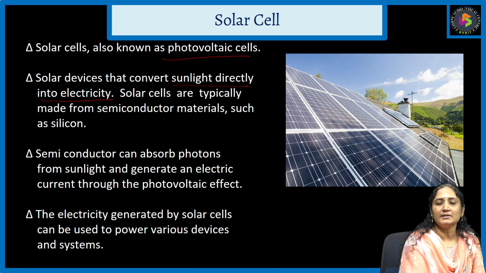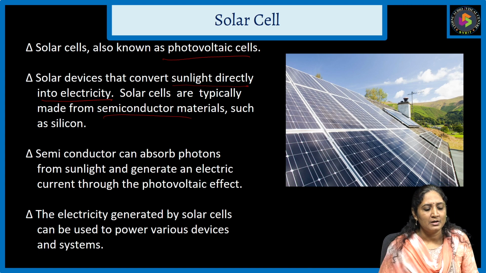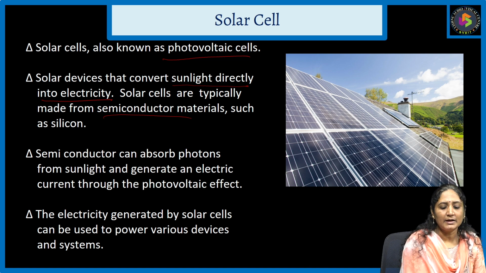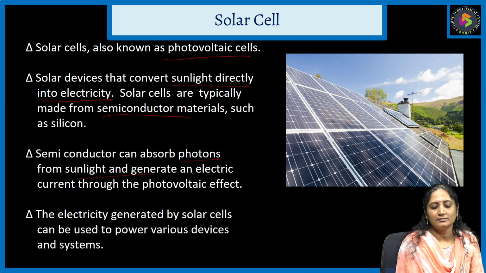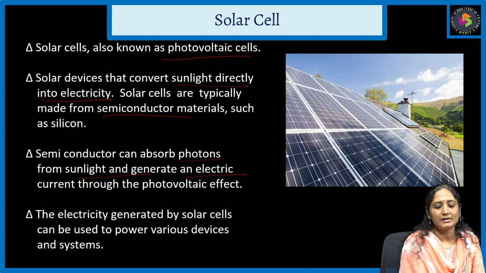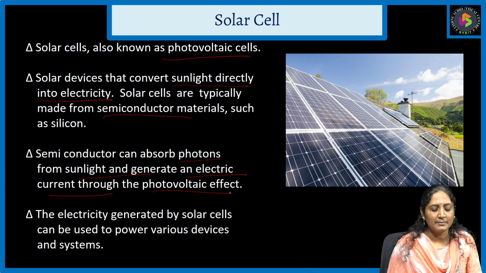Typically these solar cells are made up of semiconductor materials. Semiconductor materials can absorb photons from sunlight and generate electrical current through the photovoltaic effect. So what is meant by the photovoltaic effect? That is also very important.